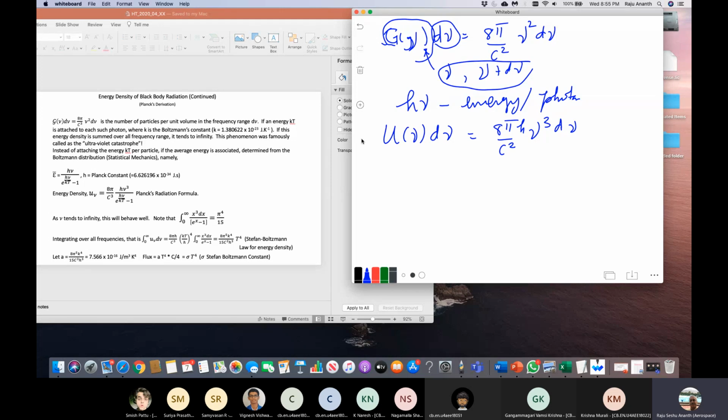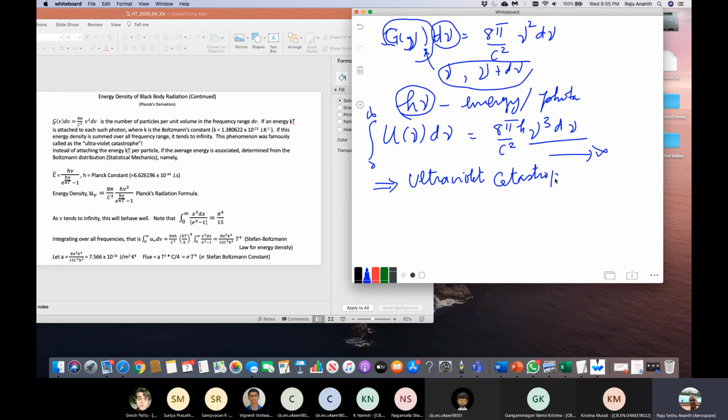If I want to integrate over all the frequencies from 0 to infinity, everything else is a constant, so this is going to blow up. The high frequencies will be diverging. So this is what is called, classically, if I attach pure energy for each particle, the ultraviolet, famously called the ultraviolet catastrophe.